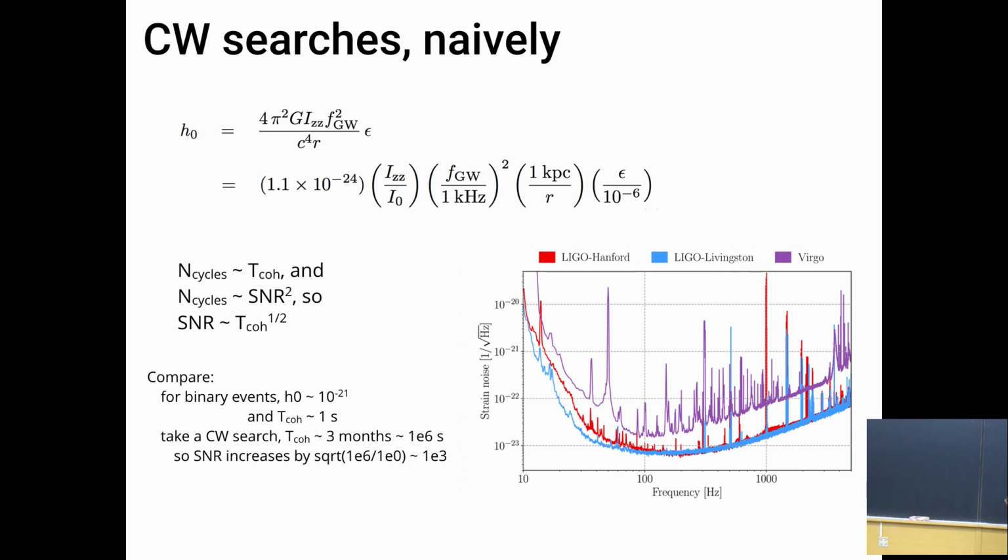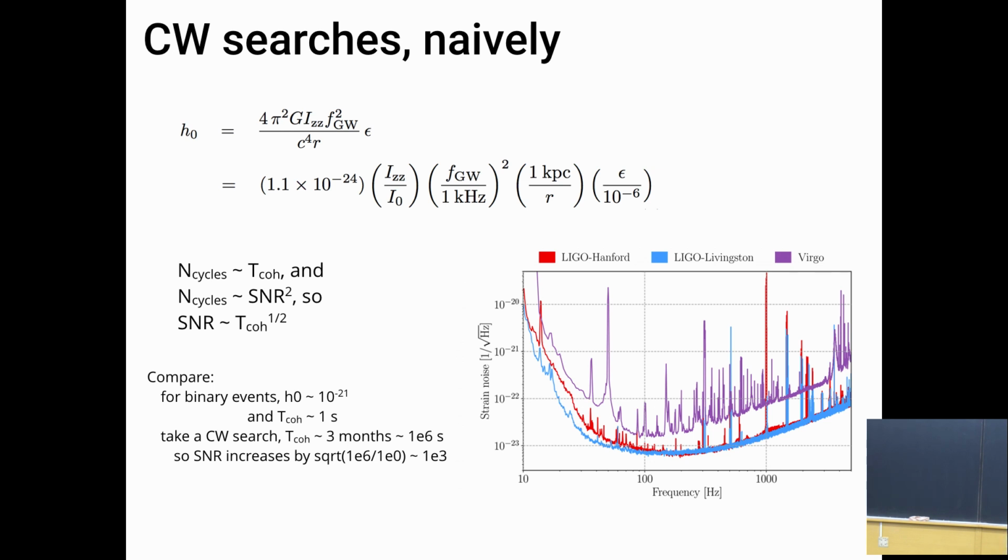And so all of this means that your signal to noise ratio, your sensitivity to signals, goes as the square root of time. So the longer you search, the more your SNR increases, but it increases slower than linearly, right? It increases like the square root of time. So if we can compare, just do some rough back of the envelope calculations.